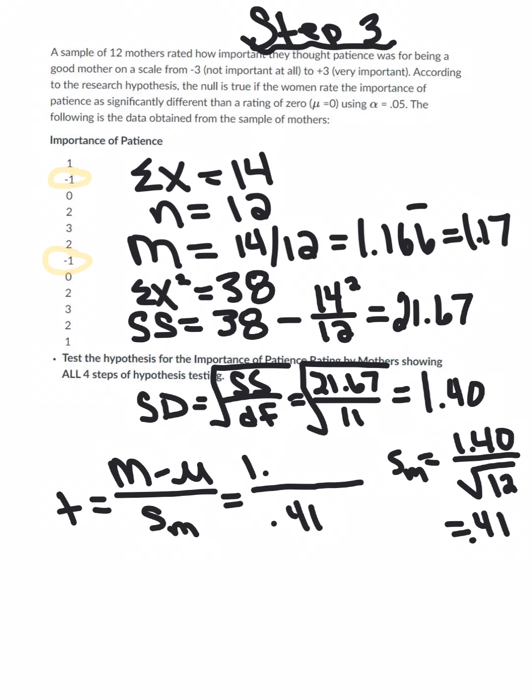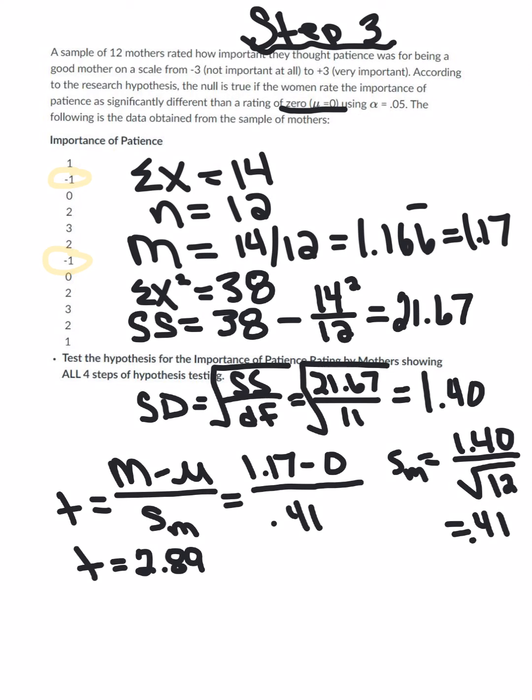So we have 1.17 minus 0. Because remember, 0 is our population mean. Mu equals 0. So our t obtained ends up being, when we calculate it, 2.89 is what I'm rounding it to. It was like 2.8879, but we'll round it and report it to the second decimal, which is 2.89.